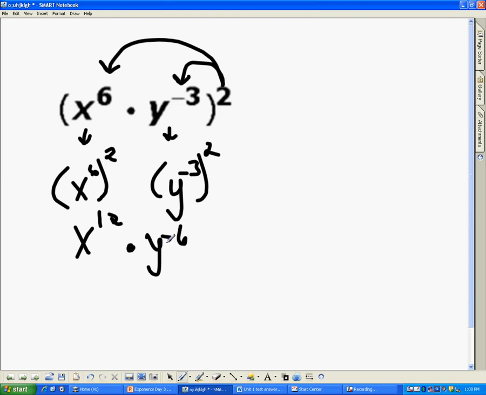The problem here is, again, we've got this negative exponent, so we need to simplify this. My x to the power of 12 is going to stay on top. It's going to be my numerator, and then y to the negative 6 is going to be on the bottom as a denominator. It's the bottom part of my expression.